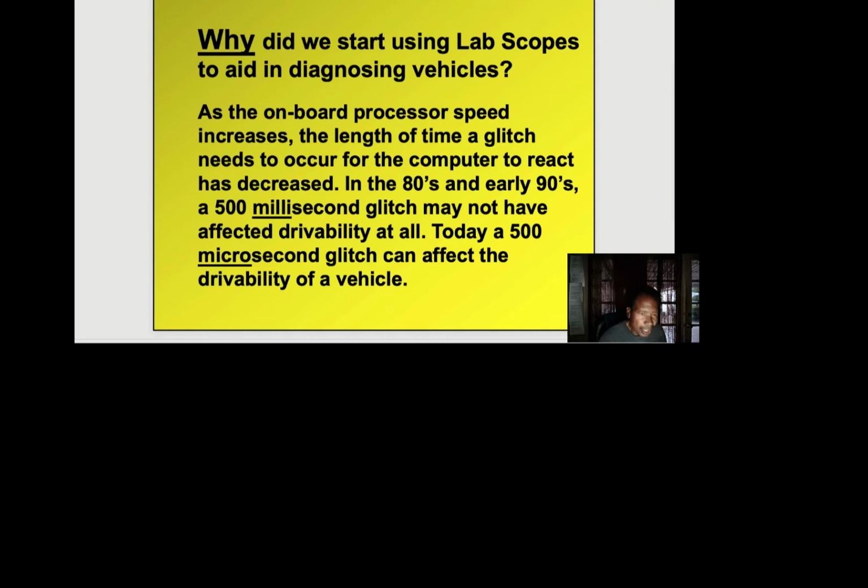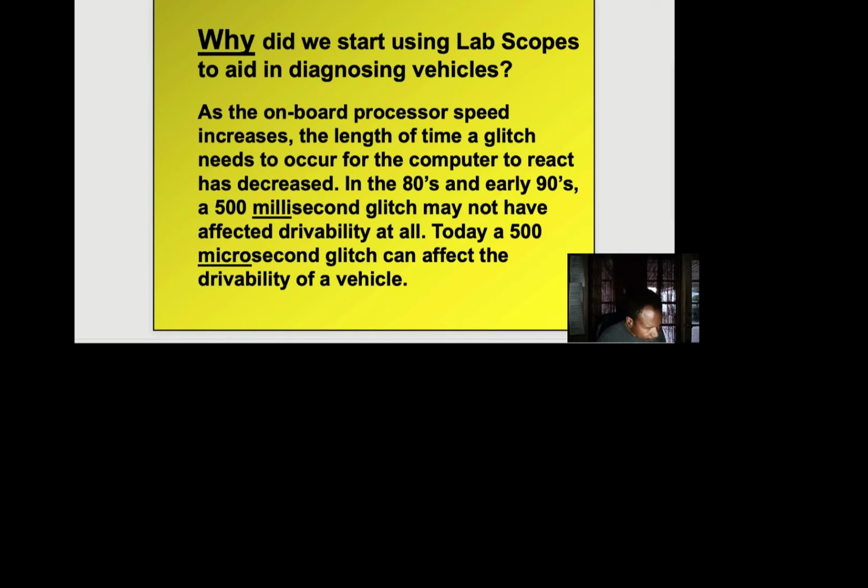It says, why did we start using lab scopes to aid in diagnosing vehicles? As the onboard processor speed increases, the length of time a glitch needs to occur for the computer to react has decreased. In the 80s and early 90s, a 500 millisecond glitch may not have affected drivability at all. Today, a 500 microsecond glitch can affect the drivability of a vehicle, and it must be on the CAN car.